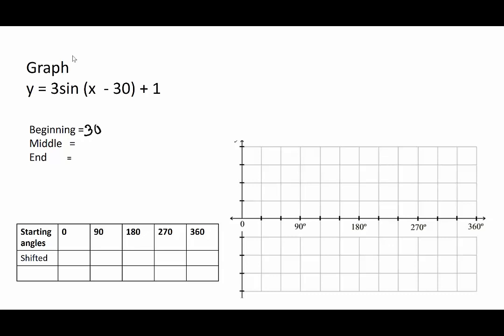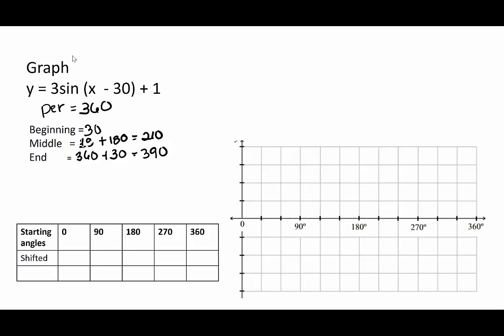So we know that the beginning of the one cycle that we're going to graph is going to be at positive 30. These graphs that we're going to do have a period of 360 degrees. Sometimes that period is different, but the ones we do are going to be 360. So since the beginning is 30 degrees and the period is 360, we know that the end of our one cycle is going to be at 390. To find the middle of the graph, we're going to take 30 plus 180, and that's going to give us 210. So now we're going to look at our table.